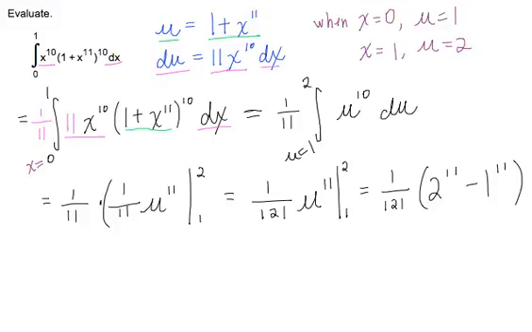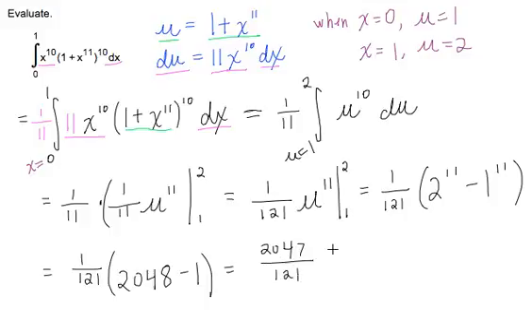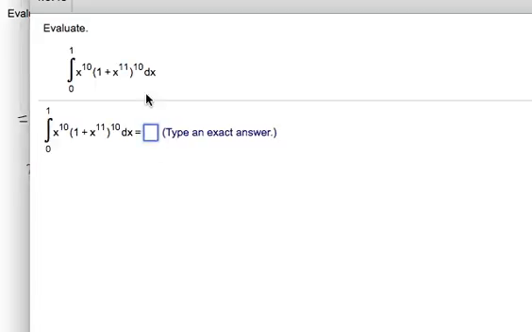So 2 to the power of 11 is 2048, minus 1 is 2047. So we get 2047 over 121. I'm just using a handheld calculator to see if that reduces at all. And it does not. So that's our final answer, 2047 over 121.